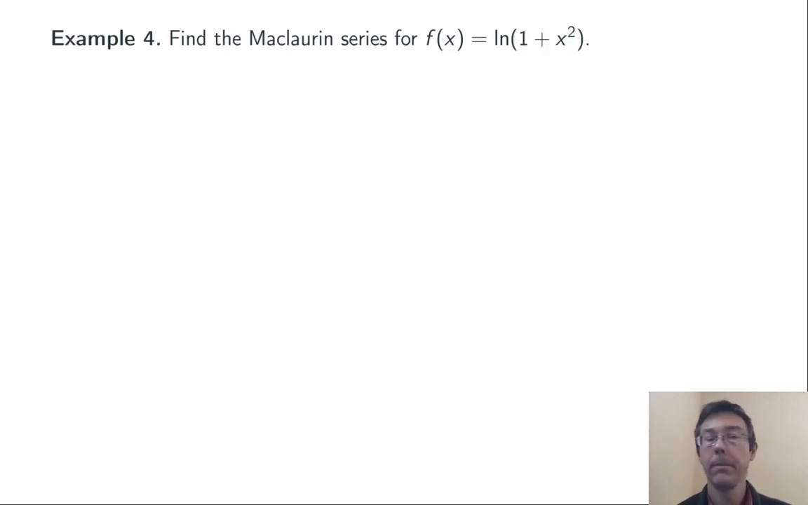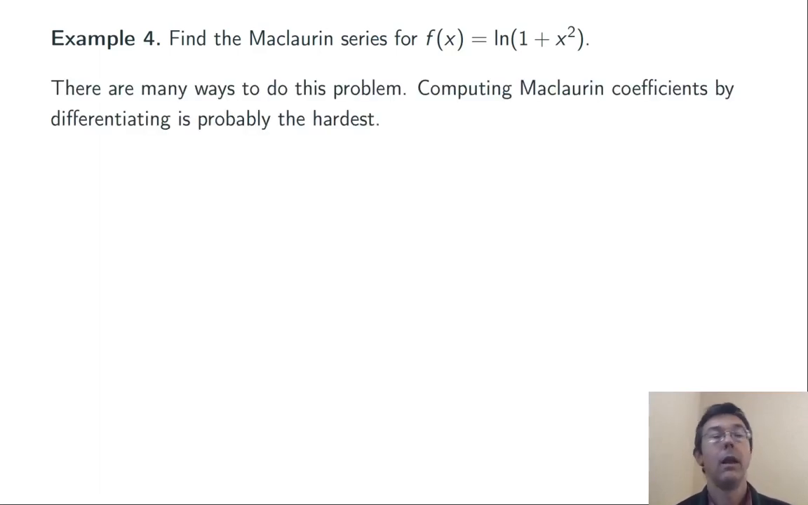One more example. Find the Maclaurin series for f of x equals the natural log of 1 plus x squared. There's lots of different ways to do this. However, just taking lots of derivatives, plugging in 0, and computing Maclaurin series coefficients directly is probably the hardest way to go. After the first derivative, you get 2x over 1 plus x squared. And so future derivatives are all going to involve quotient rules. It's going to get painful fast.